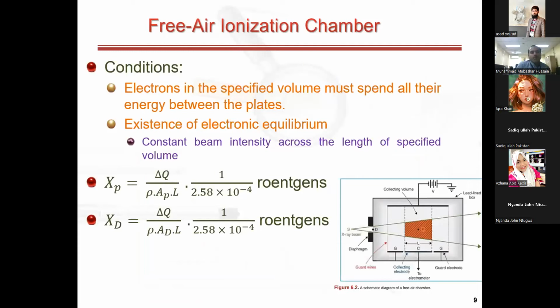In the free air ion chamber, there were certain conditions to fulfill to measure the exposure accurately. That is, electrons in the specified volume must spend all their energy between the plates. That is definitely difficult to achieve, and there are certain limitations we will discuss in a later slide. And there must be existence of electronic equilibrium, that is constant beam intensity across the length of the specified volume. There are different mathematical representations describing it here. In the first one, AP is the cross-sectional area, and AD in the next equation is the diaphragm aperture area.